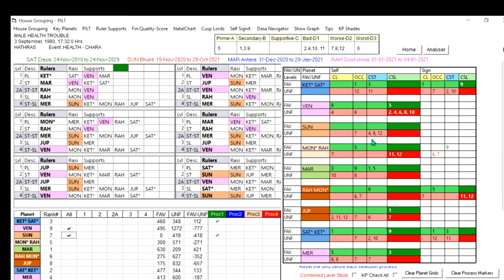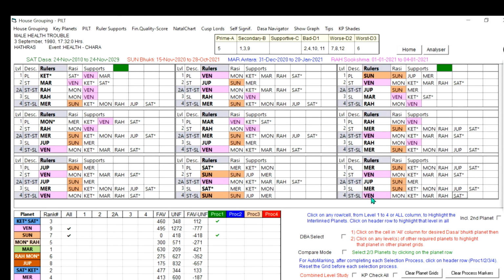Apart from that, the role of Lagna and 11th house also may be needed, because to complete the change. So Venus and Sun, and we can see which planets are having this Venus and Sun, especially at the second level or third level. You can see he is running Sun Mahadasa, sorry, Saturn Mahadasa.